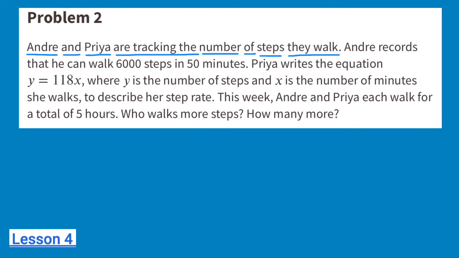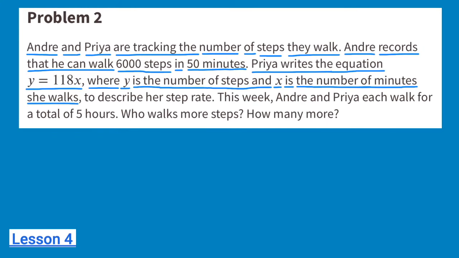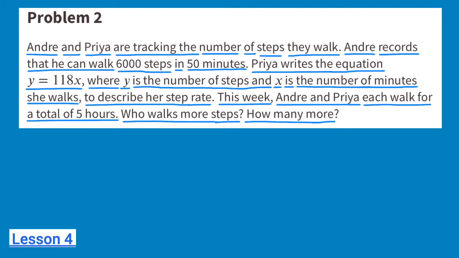Problem number 2. Andre and Priya are tracking the number of steps they walk. Andre records that he can walk 6,000 steps in 50 minutes. Priya writes the equation y equals 118x, where y is the number of steps and x is the number of minutes she walks, to describe her step rate. This week, Andre and Priya each walk for a total of 5 hours. Who walks more steps? How many more?